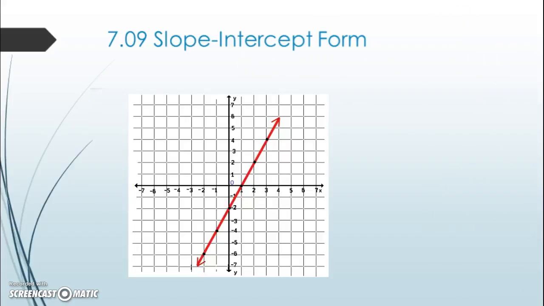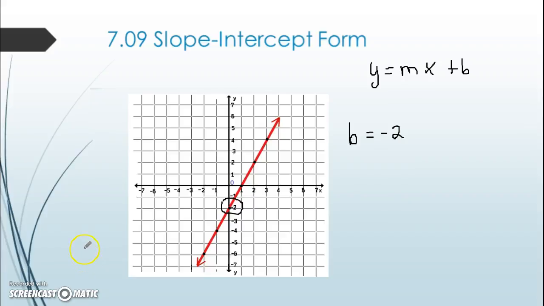One last example, if you're given a graph and you need to write the equation in slope-intercept form, remember what the equation in slope-intercept form is telling us. So y equals mx plus b. If I want to find my y-intercept, that is where my line is crossing my y-axis. Well, this one is my y-axis. I can see that this line is crossing my y-axis right here. So my y-intercept is a negative 2. That means b is a negative 2.